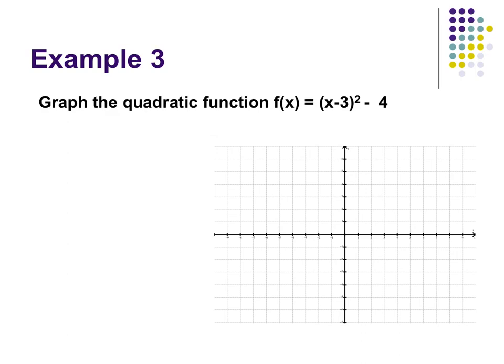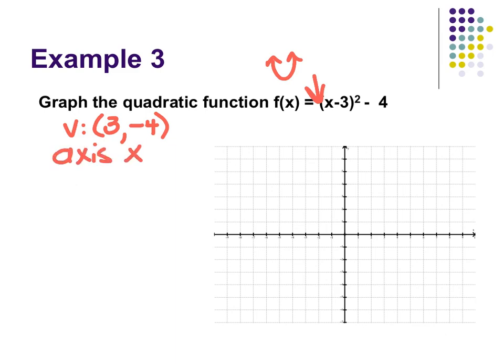Here's another example for graphing in standard form. So the first thing I would identify is that this is a parabola that opens upward because it's positive a. And then the vertex would be the opposite of what follows x, which is 3, and then the k, which is negative 4, which makes your axis of symmetry x equals 3. So 3, negative 4 means my vertex is here.